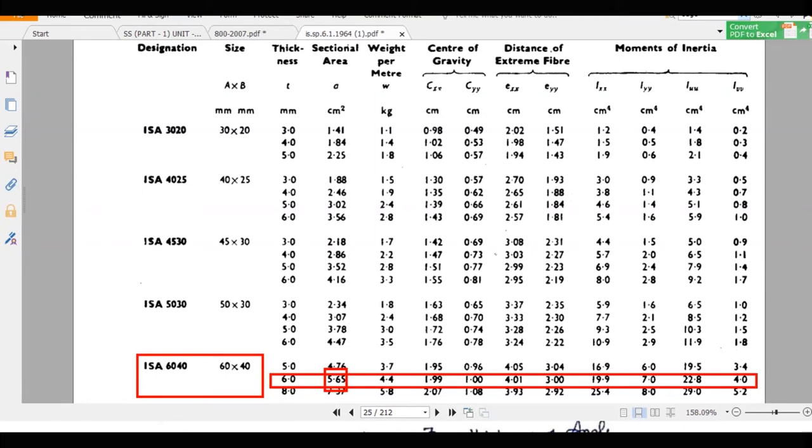See here, 3.02. Yes, maybe this is good, right? What is that? ISA 4025, 6 mm thick angle section. But when you are choosing this angle section based on the gross area, the slenderness ratio also influences the design.